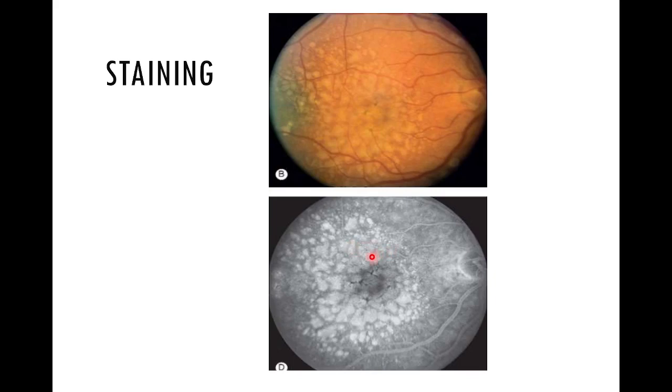Hyperfluorescence seen in the early phase persists in the late phase, that is the staining, because of retention of the dye by the ocular tissue like drusen and the scar. So we should be able to differentiate the staining from the window defect. Window defect means early phase hyperfluorescence followed by fading of the fluorescence because the dye is washed from the choroidal circulation. But in staining, there is uptake by the tissue, so hyperfluorescence seen in the early phase persists in the late phase. See here, this is the late recirculation phase, staining of the disc is seen.